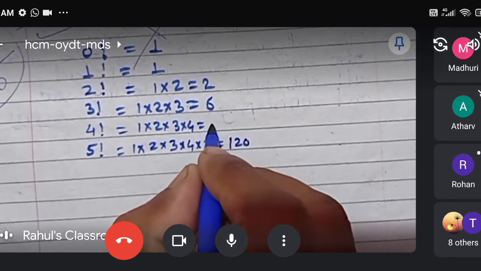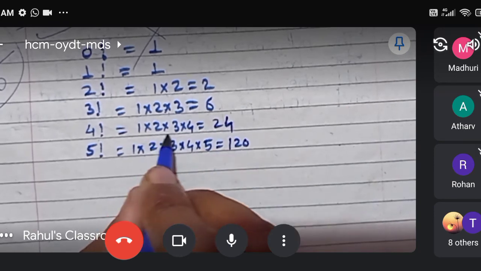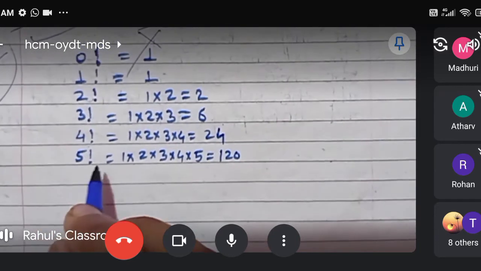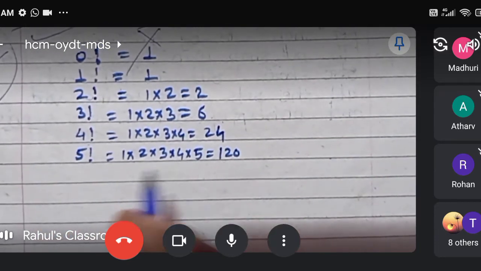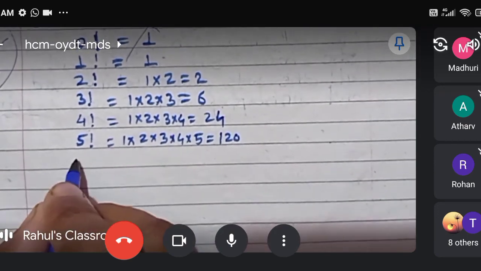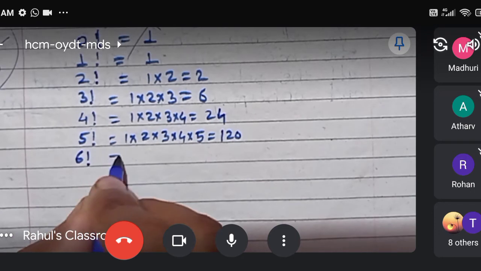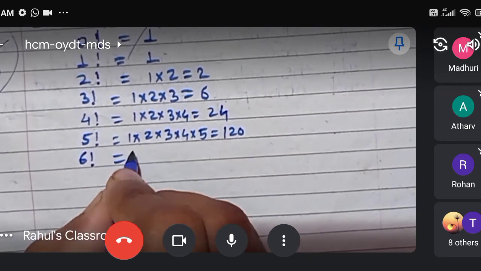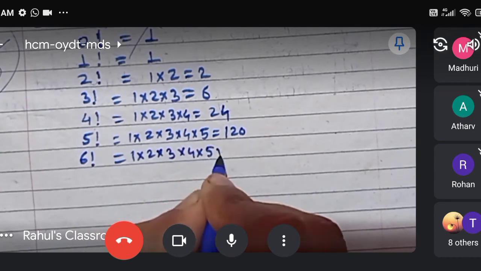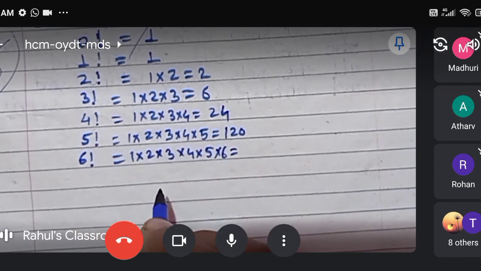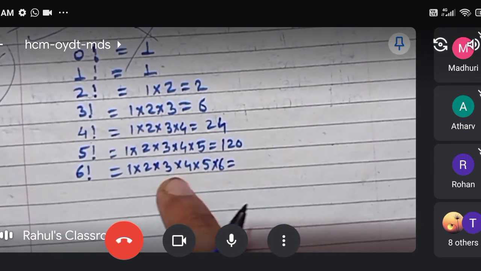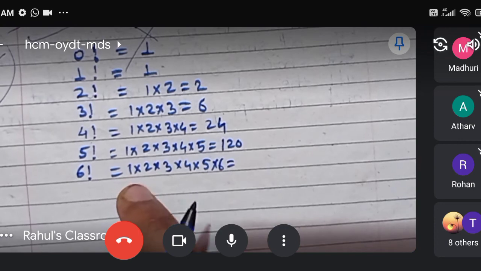Very good. Its product is 24. 2 3s are 6, 6 4s are 24. 5 factorial is equal to 120. That example you also have to see in a book. 5 factorial is equal to 120. 6 factorial, 1 into 2 into 3 into 4 into 5 into 6, like this. Or you have to write in descending order. Descending order means 6 into 5 into 4 into 3 into 2 into 1, like this.